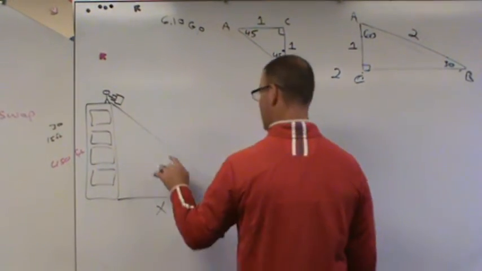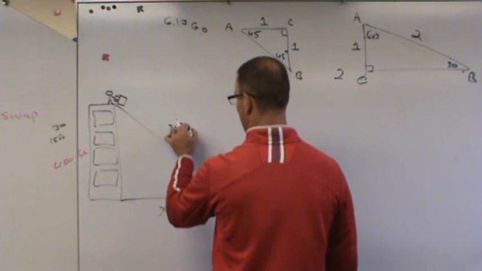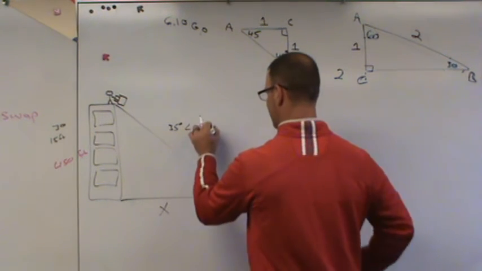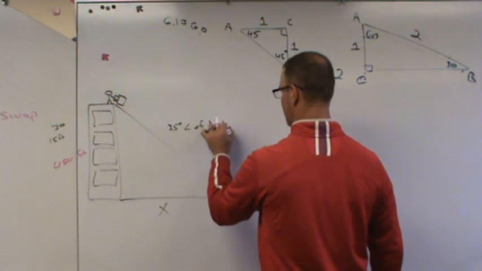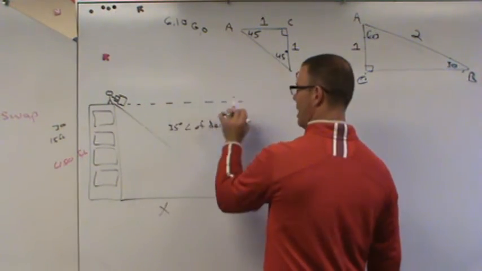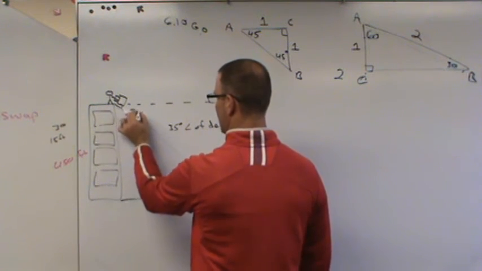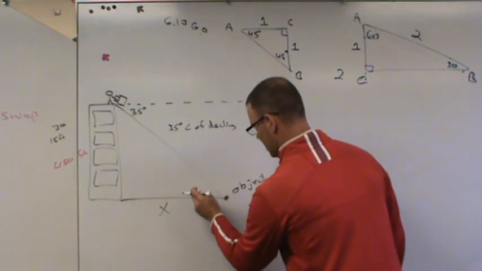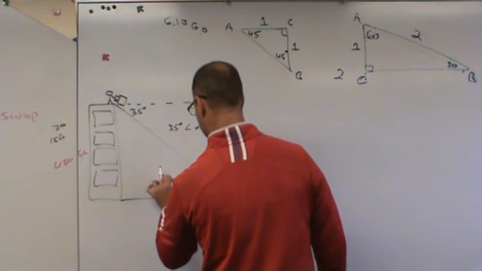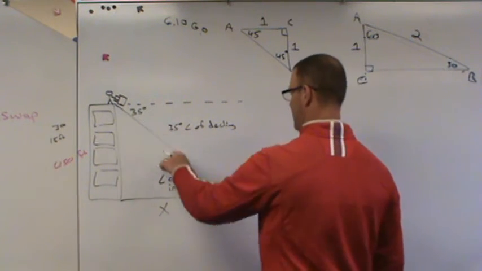Well, she's looking down at a 35 degree angle of decline. I don't know why I have trouble remembering that. Decline, descent, depression. They're all the same thing. Well, again, we have to look and say, is it the angle inside the triangle or the angle outside the triangle? It's the angle outside the triangle, which means the angle of ascent or incline is 35 degrees. They have to be the same.